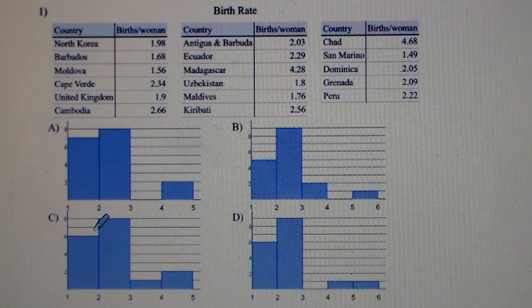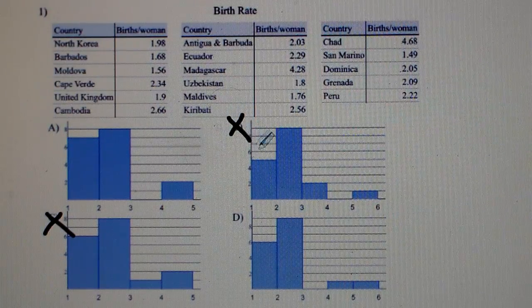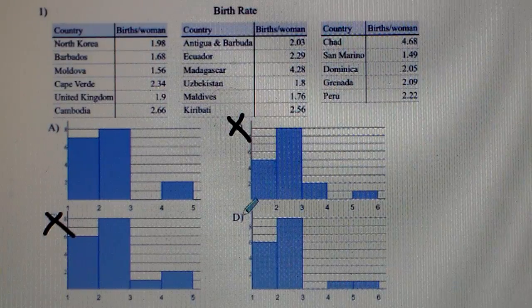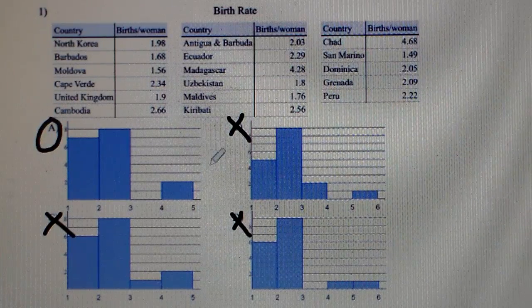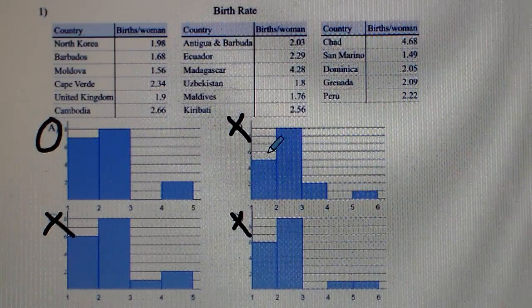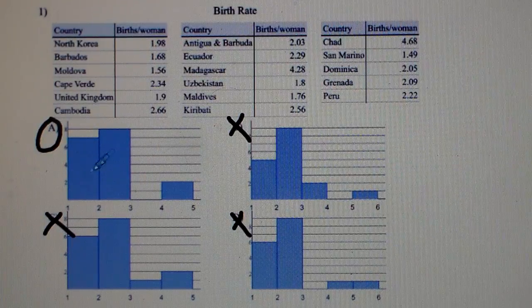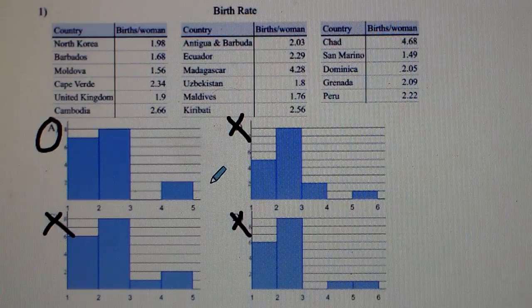But C says there are 6, and we just counted that there are 7. B says there are 5, and D says there are 6. So it turns out our answer is A. We could check the data for each one of the bars to make sure it matches up perfectly, or if you get lucky on the first bar, you can determine what the right answer is right away.